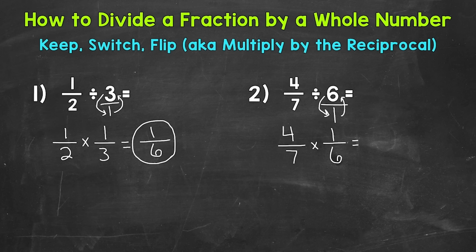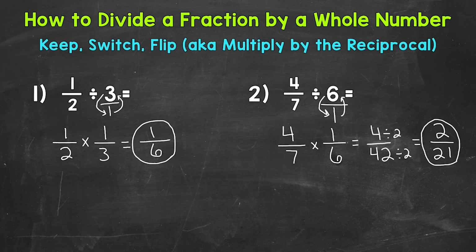4 times 1 is 4. 7 times 6 is 42. So we get 4 over 42, which can be simplified. 4 and 42 have a greatest common factor of 2. So let's divide each of these by 2. And we get 2 over 21 for our final simplified answer. So there's how to divide a fraction by a whole number.